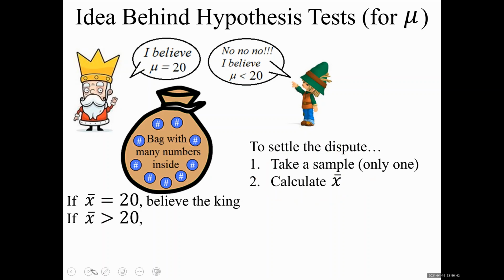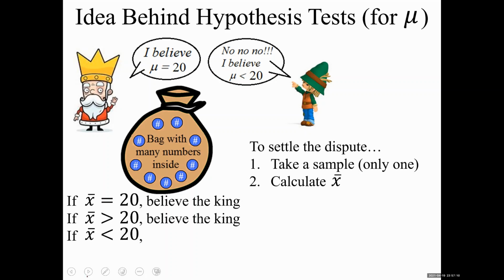If you get an XBar bigger than 20, this time I don't even care if it's close to 20 or not, because the peasant is saying less than, and we're getting greater than. I know it's different letters, but the peasant is saying less than 20, and we're getting something bigger than 20 for XBar. That's not enough evidence. That's not evidence at all in favor of the peasant. So automatically in that situation, we side with the king.